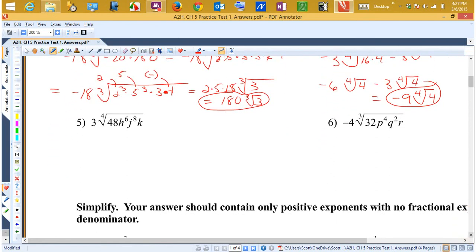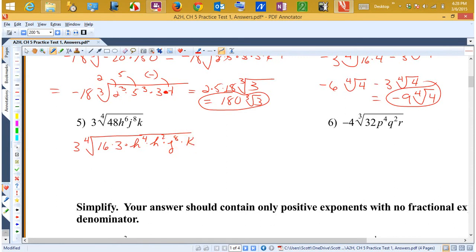Okay, let's look at the next one. So I have a fourth root. So let's go ahead and break these up into perfect powers of 4. So I would have 3 in the fourth root. Now 48, that's 16 times 3. 16 is 2 to the fourth power. I have h to the 6th, so let's say that's h to the 4th times h squared. I have j to the 8th, and I have a k.